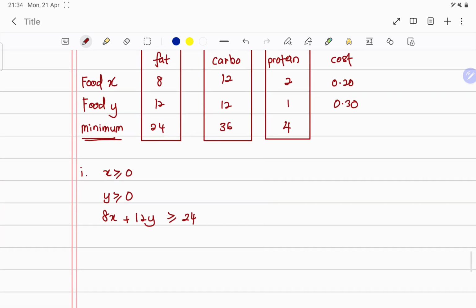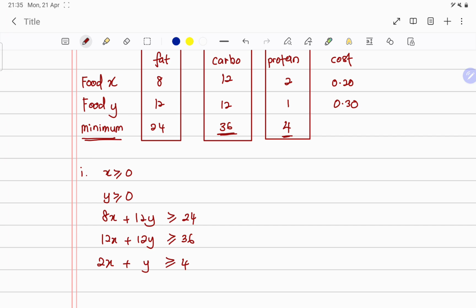Okay, the second constraint is also the same: 12x plus 12y, at least, because we have minimum 36, right? At least 36. So you're done for carbo. Now you're going to do it for protein. For protein, we have 2 for food X, so 2x plus y, where y is 1, greater equal to 4, because the minimum is 4 for protein. Okay, so you're done for question 1.